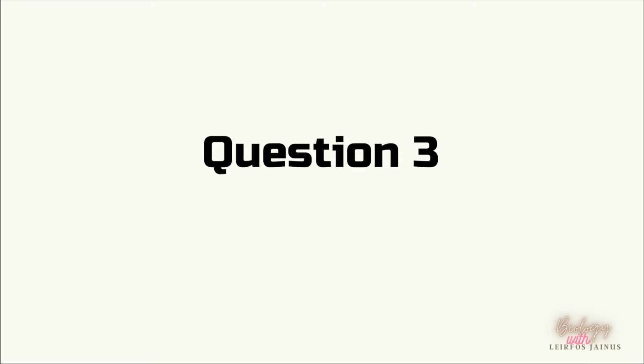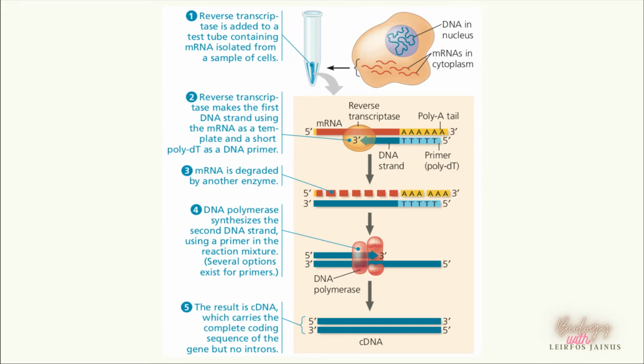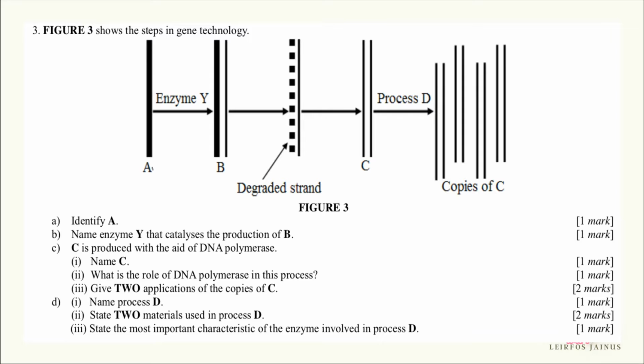Let's continue with question number 3. The diagram shows the process of the formation of cDNA from the mRNA. So the cDNA synthesis can be represented by the following diagram. This diagram shows the cDNA synthesis from the mRNA. Let's focus on the questions. We have the mRNA, and then we have the ssDNA plus mRNA. We have the degraded mRNA, and then we have the cDNA synthesis that produces many copies of cDNA.